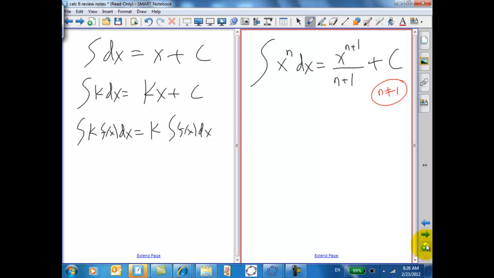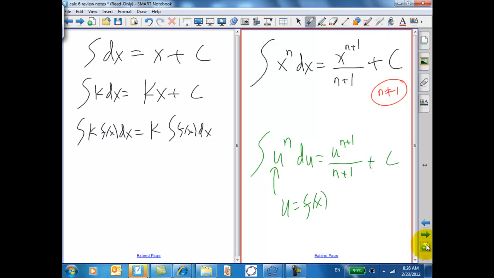Alright, I think that's all our integral formulas. One thing to be careful of, though, is this whole idea of if this is u instead. Like the integral of u to the n du. It's still u to the n plus 1 over n plus 1 plus c. But sometimes u might be some function of x.